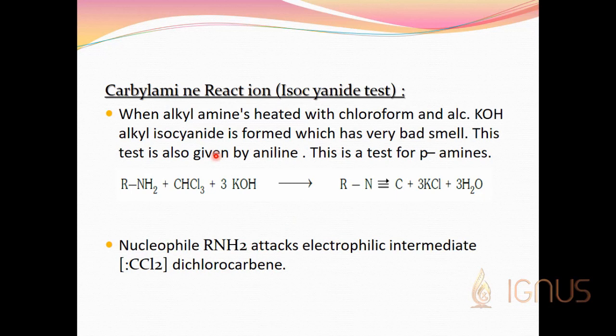Next, a very important reaction, that is the carbylamine reaction. When alkyl amine is heated with chloroform and alcoholic KOH, alkyl isocyanide is formed, which has a very bad smell. This test is also given by aniline. When we treat a primary amine with chloroform and alcoholic KOH, you will get isocyanide. It was RNH2, now it is RNC. This is an isocyanide. It will have a very bad smell.